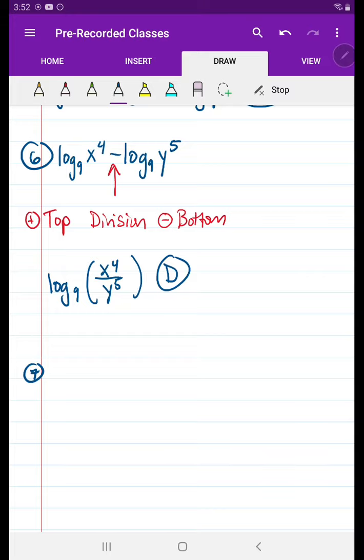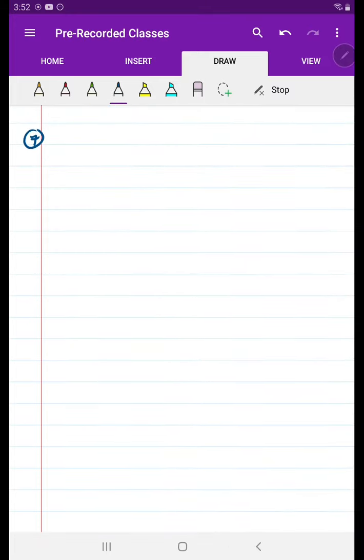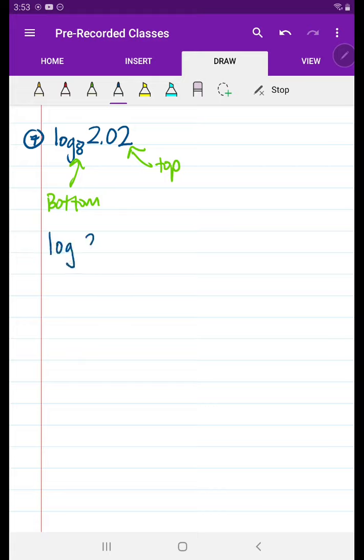Going on to number 7, we have log base 8 of 2.02. And so we can evaluate this using the change of base formula. With the change of base formula, your argument goes with the top log and your base goes with the bottom log. So it's going to look like this. And this will be what you can punch into your calculator. So you'll do log 2.02 divided by log 8.